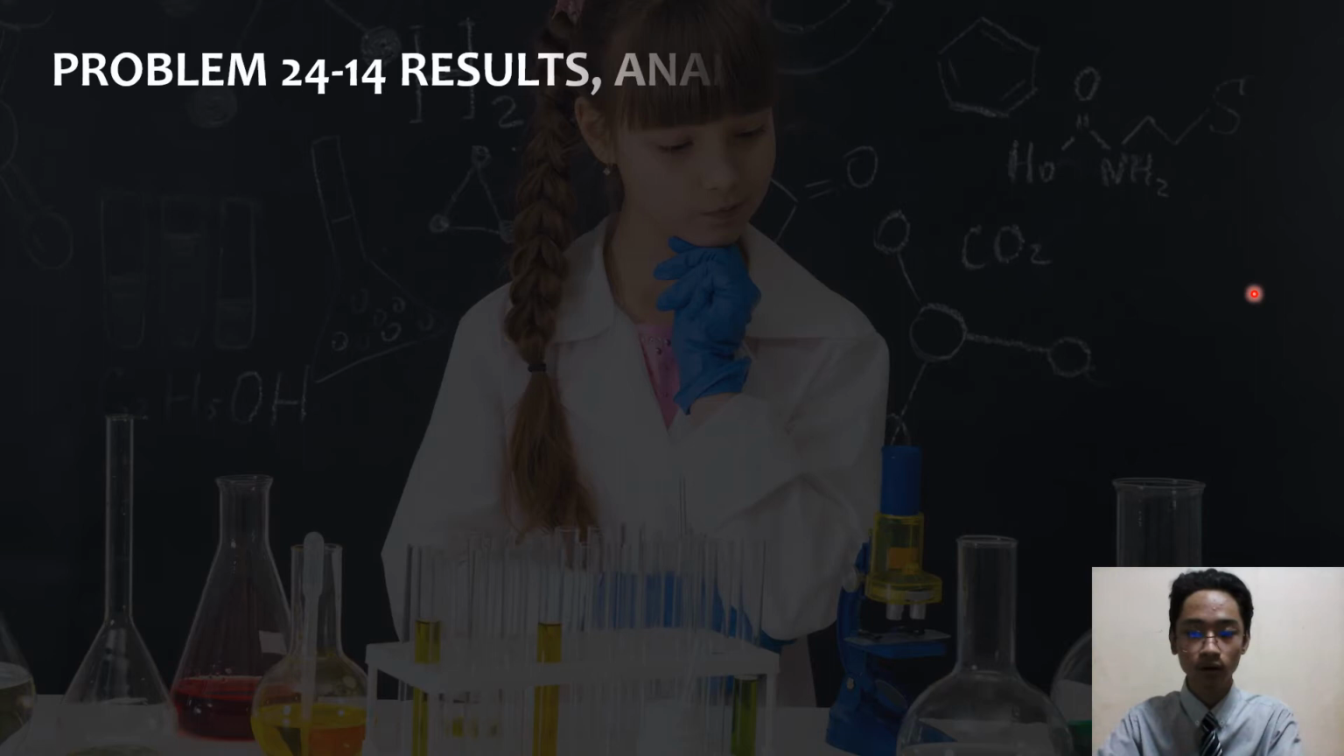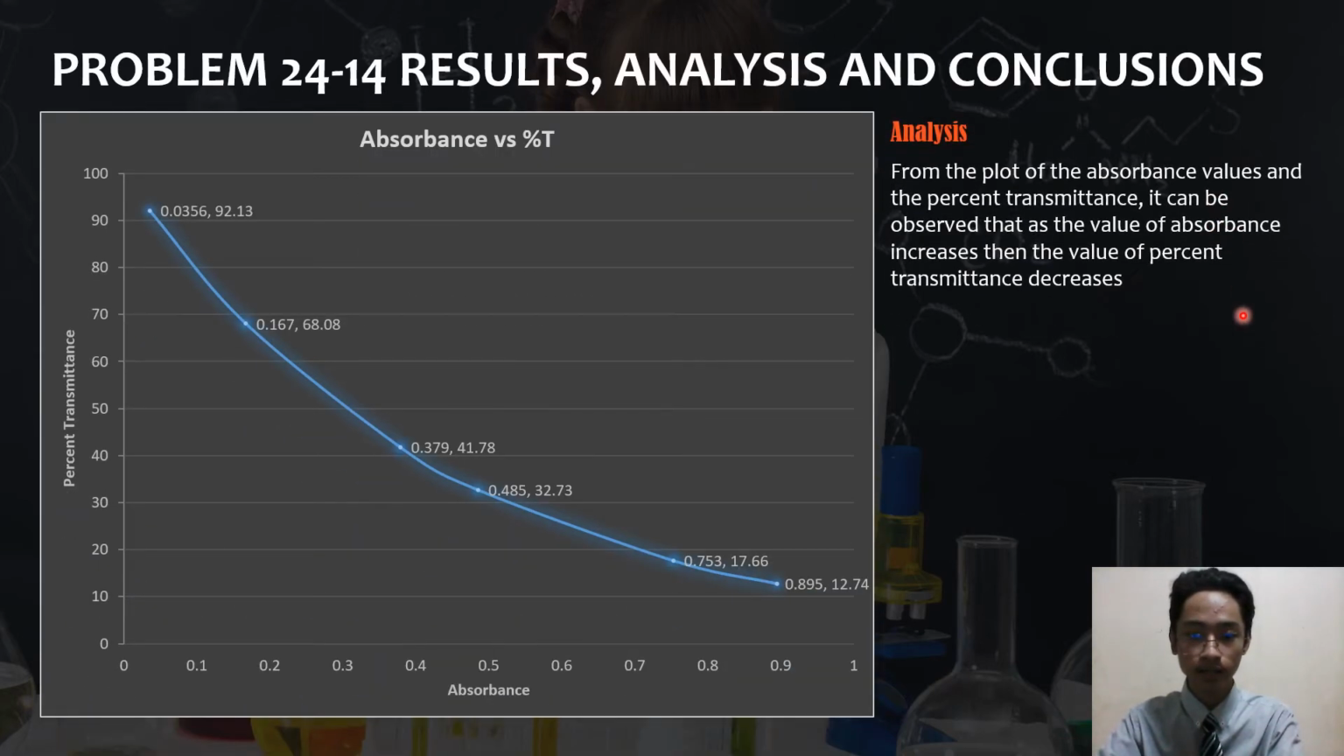Now for our analysis, we plot the percent transmittance versus the absorbance. And we get this line, which is heading down to the right. So for the analysis, from the plot of absorbance values and the percent transmittances, it can be observed that as the value of absorbance increases, then the value of percent transmittance decreases.